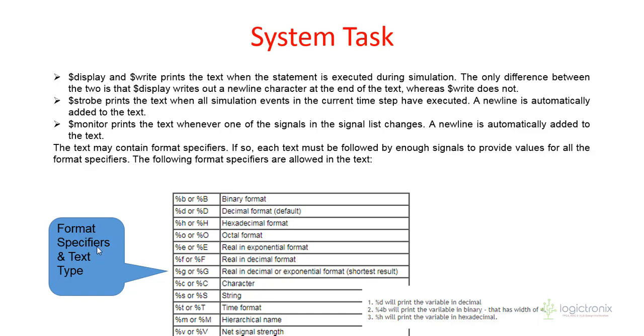So we have here format specifiers. For printing or displaying binary numbers, we need to have %b, which can be small or capital. If we want to display a string, we need to have %s. Time format is %d. So we have here the display keyword.